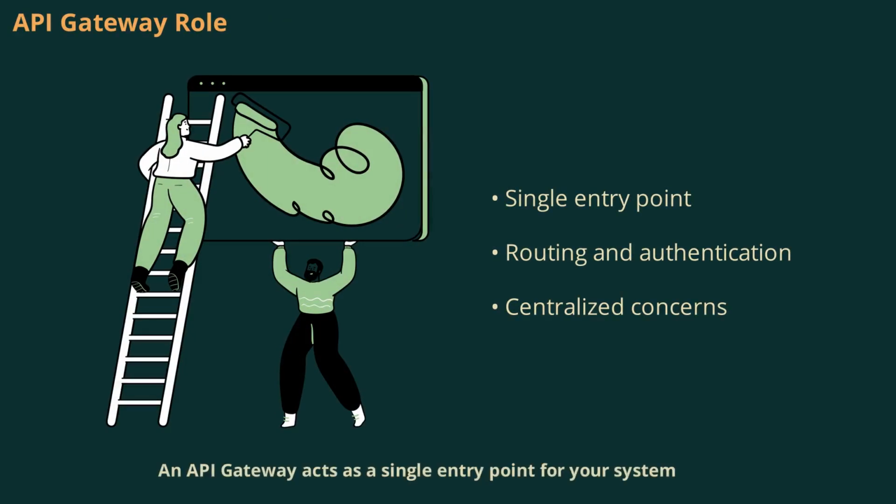An API gateway acts as a single entry point for your system, handling responsibilities like routing, authentication, rate limiting, logging, and request aggregation. It simplifies client interactions and centralizes cross-cutting concerns, making it a common component in distributed architectures.